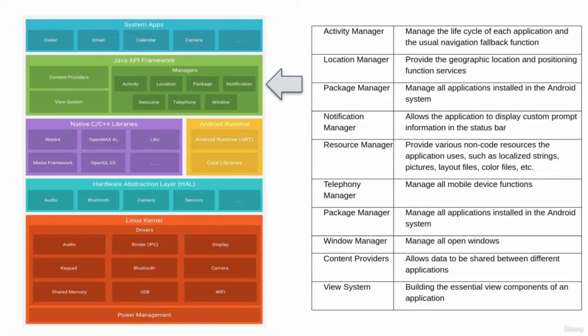View system. The view system is responsible for building the essential view components of an application. It's basically responsible for inflating your layouts, and these layouts have multiple types of views. So the view system is basically responsible for rendering these different views onto the screen.